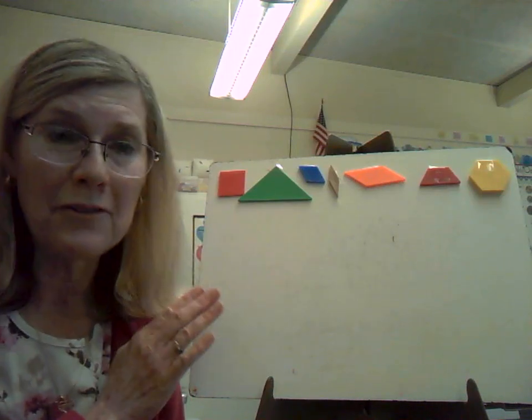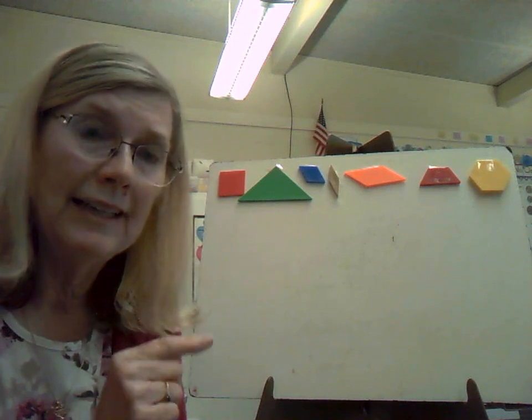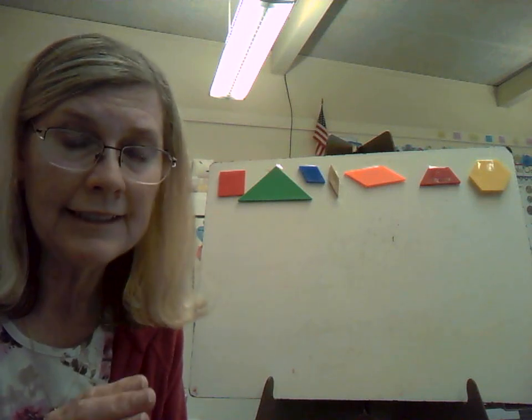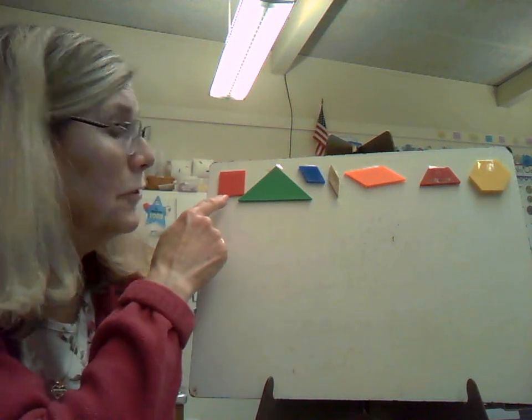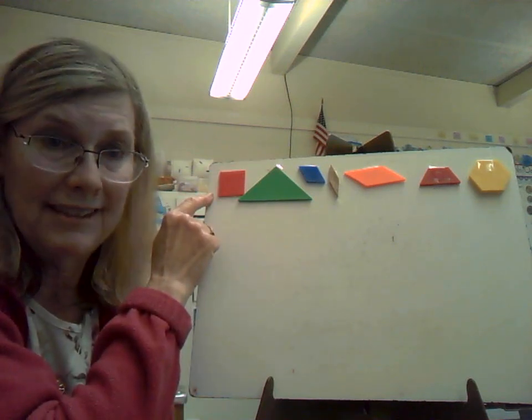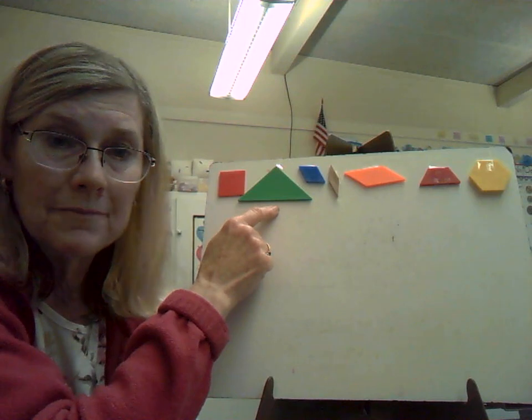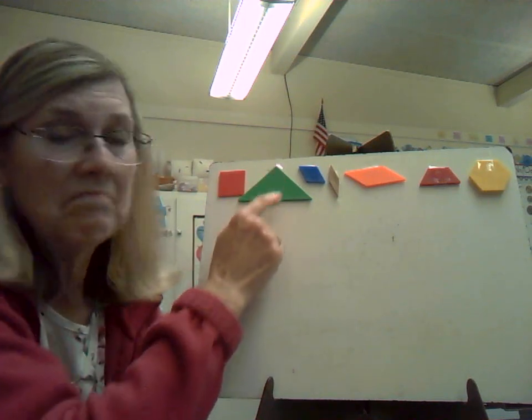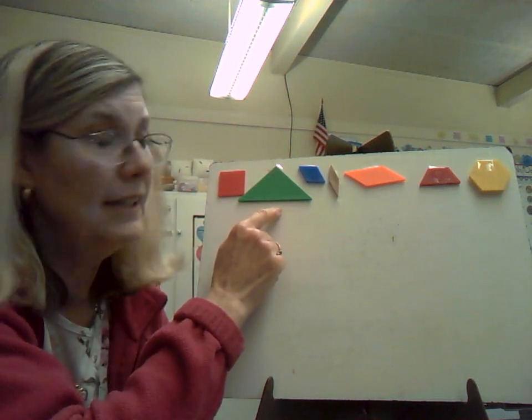We are back with our tangram shapes. Let's review the shapes that you find in tangram puzzles. You've got your square. Squares have 4 sides, the same size. Triangles. They have 3 sides. They don't have to be the same size.